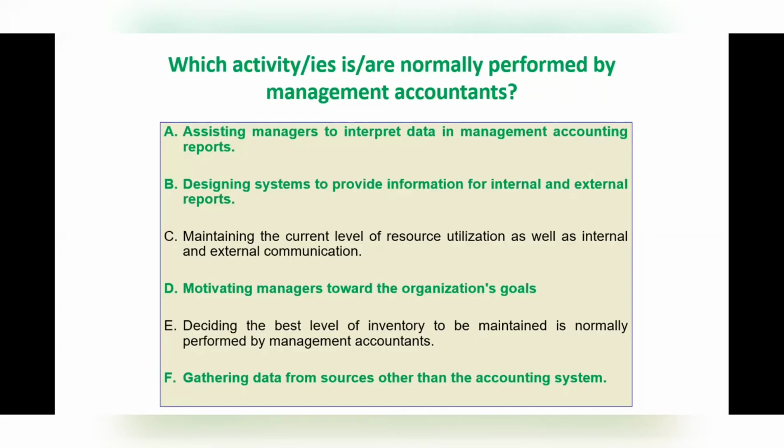And notice C and E. These are actually decisions. Look, it says deciding the best level, maintaining the current level. No, we do not do that. What we do is we recommend, we suggest, we assist them, but we do not decide for the organization. That is our role. Okay?